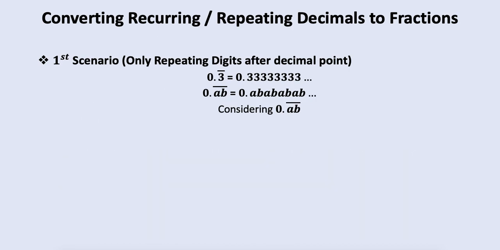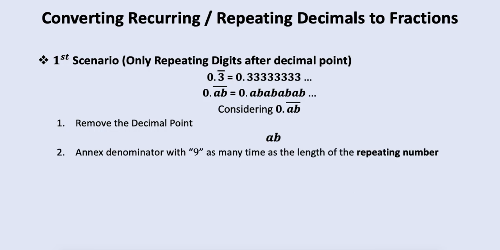If I consider the next question in the form of a variable, the first thing is to remove the decimal point and make the denominator 9 as many times as the length of the repeating number. As the length is 2 now, this will be AB over 99. We can't reduce this further because this is a variable. This depends upon the actual value of AB.